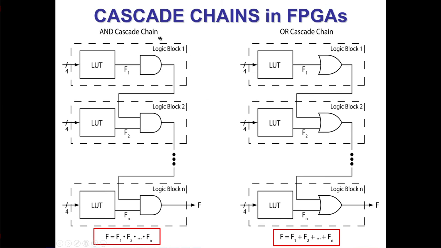We can have an AND cascade chain, and we can have an OR cascade chain. Here's sort of what it looks like. These lookup tables also can have an AND gate afterwards that takes an input from another AND gate, and they can be cascaded like this. What this allows you to do is have F1 ANDed with F2 ANDed with FN. So as long as you wire them like this, you can AND all the outputs from these lookup tables together, which is super powerful. Or you can leave one out and have a different term, basically.